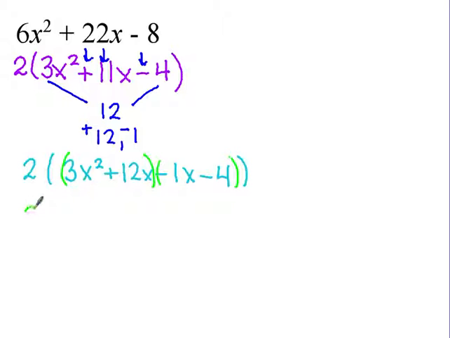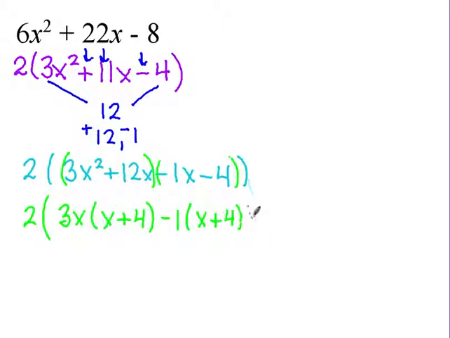So in my first quantity, what can I take out? 3x. And that leaves me with x plus 4. What can you take out from negative 1x and negative 4? Negative 1. And when you take a negative 1 from negative 1x, you get x. Negative 1 from negative 4, you get positive 4.